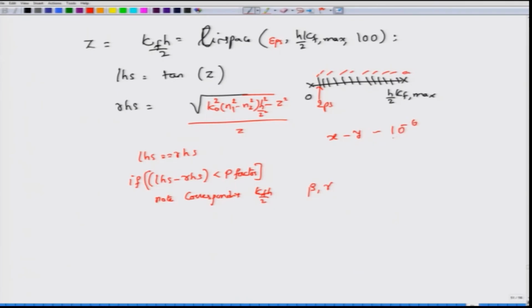This P factor could be any value that is dependent on the application that you have, but in general, looking at the range of kappa f, an error difference of about 10 to the power minus 6 or 10 to the power minus 3 in whatever that range would be sufficient, right. So, once you have figured out that P factor, then you can stop the program and note down the corresponding value of kappa f h by 2, and that would give you beta versus gamma. So, this is a numerical way of solving for the characteristic equation, okay.